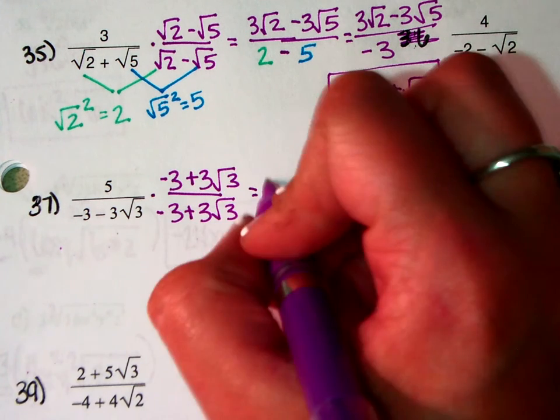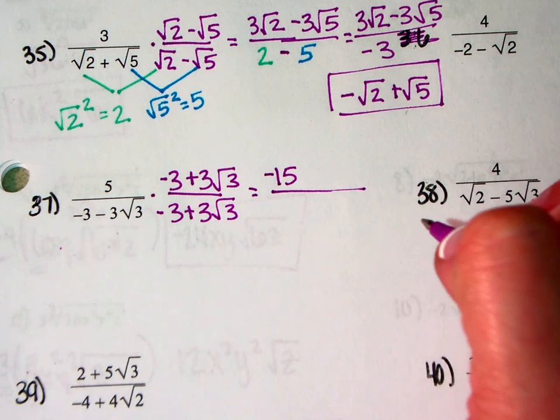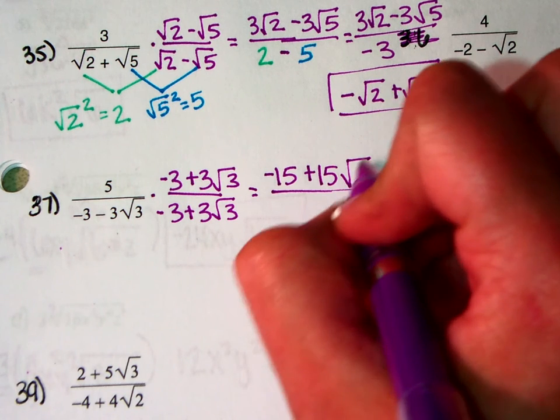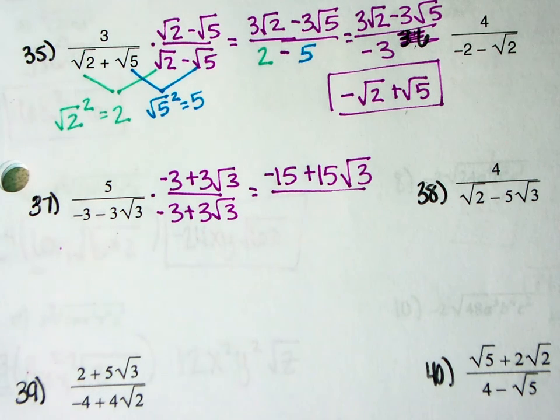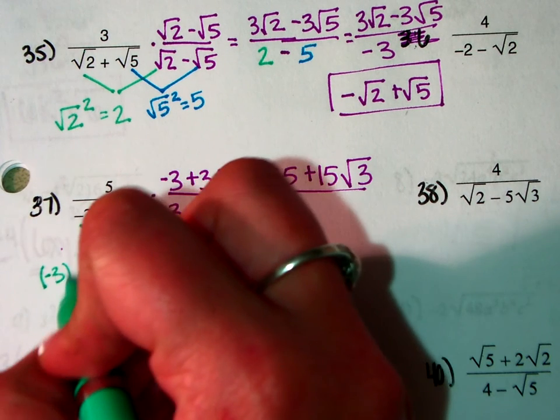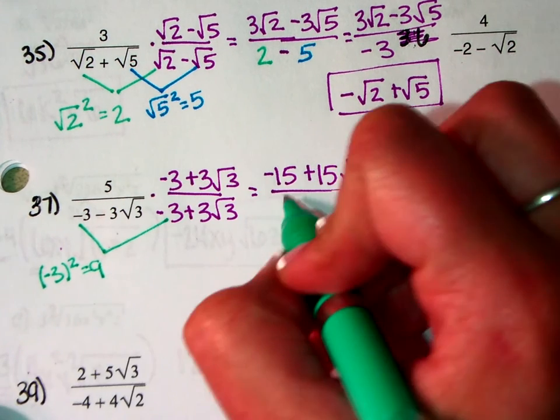5 times negative 3 is negative 15. 5 times 3, again, positive 15 square root of 3. Underneath, it's the same process. Negative 3 times negative 3 is the same as negative 3 quantity squared, which is 9.